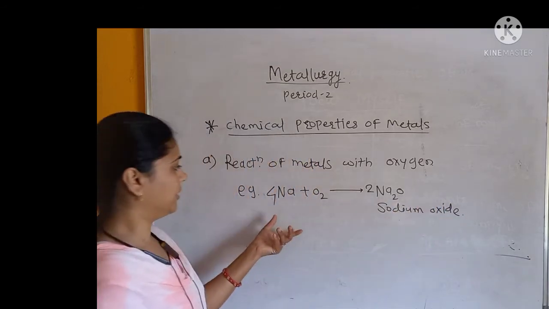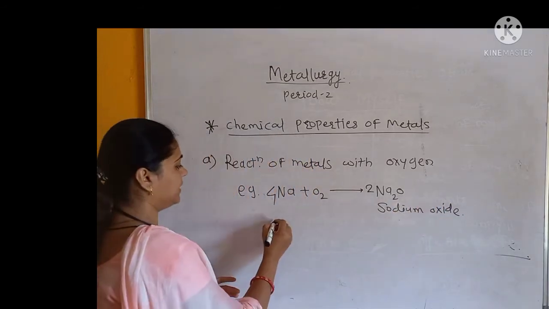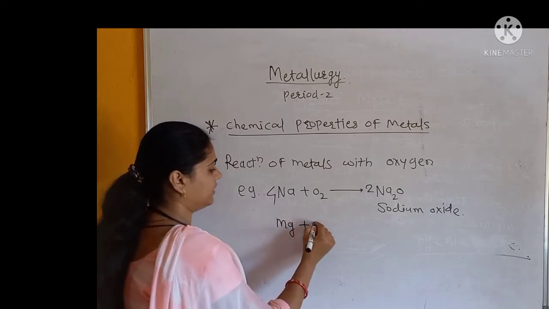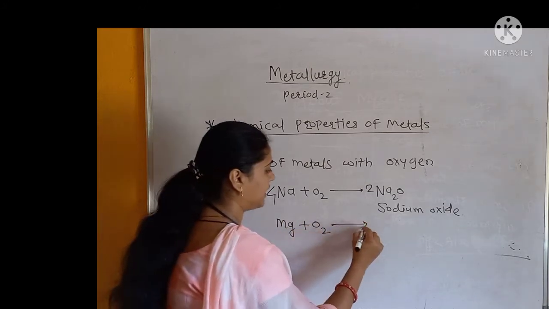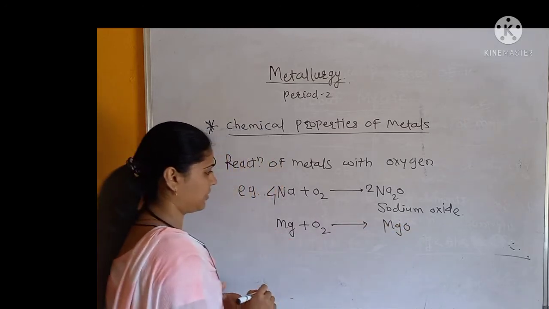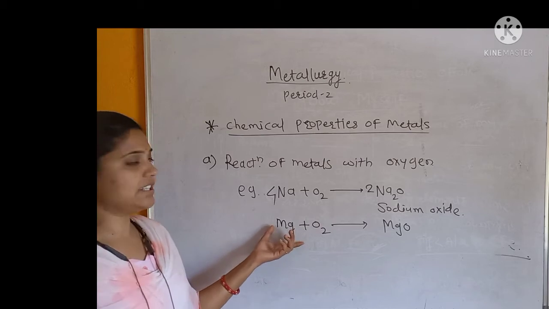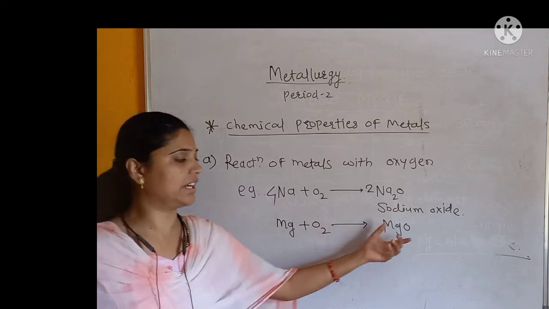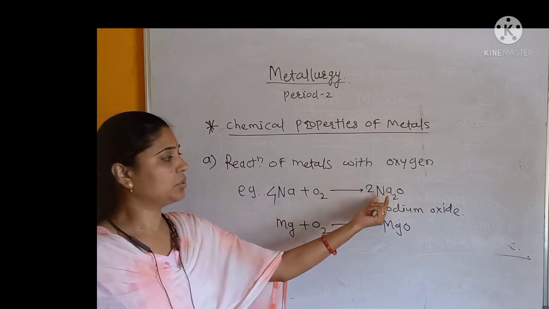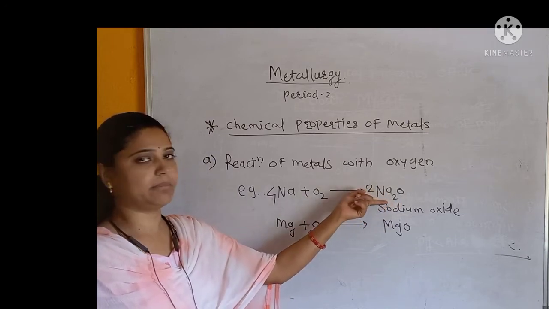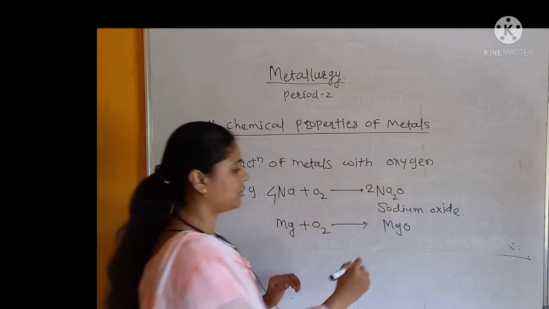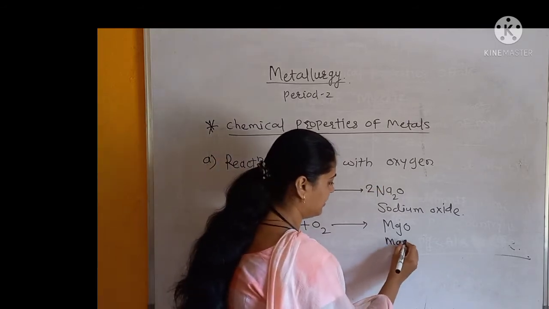Sodium reacts with oxygen. Another example is magnesium. Magnesium reacts with oxygen, forming MgO, magnesium oxide. Here the valency of magnesium is 2, hence we write MgO. The valency of sodium is 1, so 2 sodium atoms react with only 1 oxygen atom. So this is the formation of magnesium oxide.